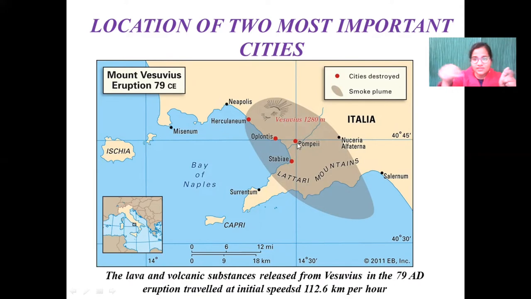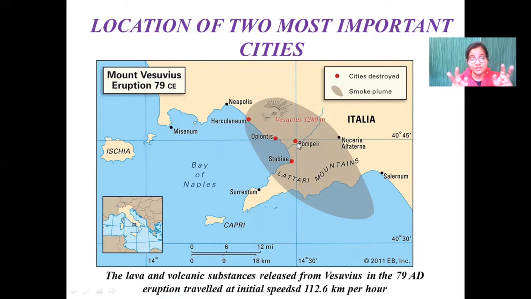Okay, and you can see within that area, the cities like Pompeii, Stabiae, Oplontis, and also Herculaneum. Yes, all these cities got affected. And if I look at all these four cities, Pompeii and Herculaneum are much closer to Vesuvius than Oplontis and Stabiae. So these two cities will be coming up again and again.